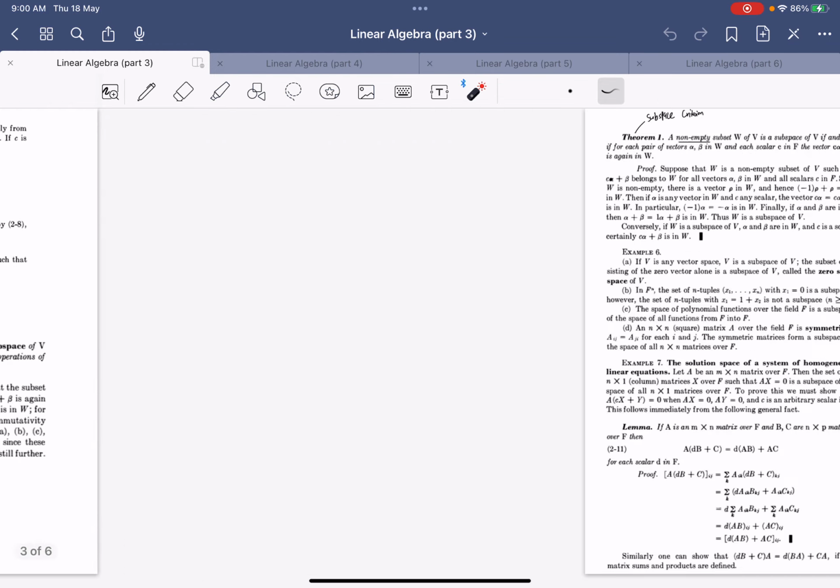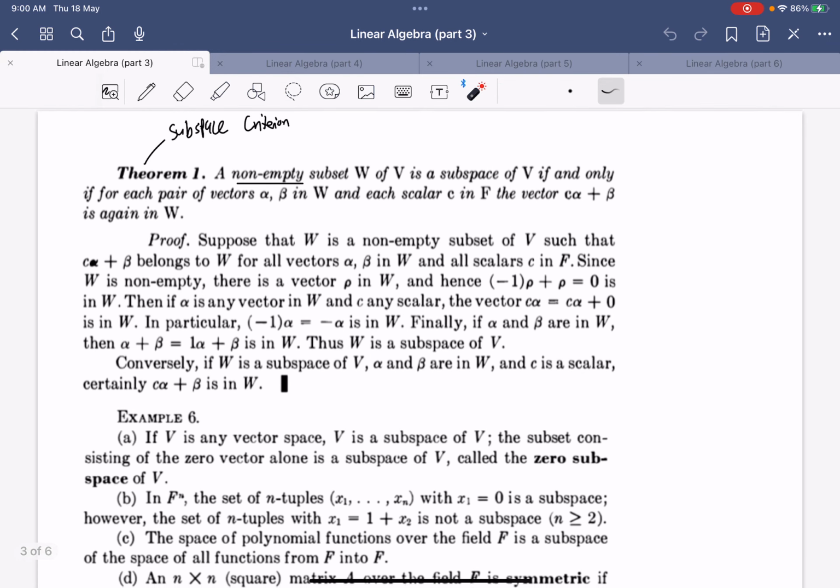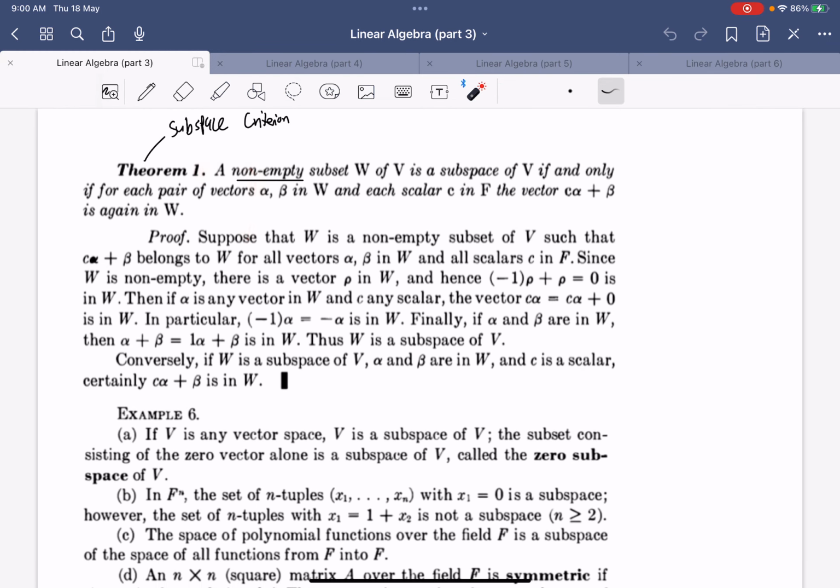And one can simplify things further, and this leads us to the subspace criterion, which states that W is a subspace of V if and only if for every vector and scalar the vector c alpha plus beta is again in W.